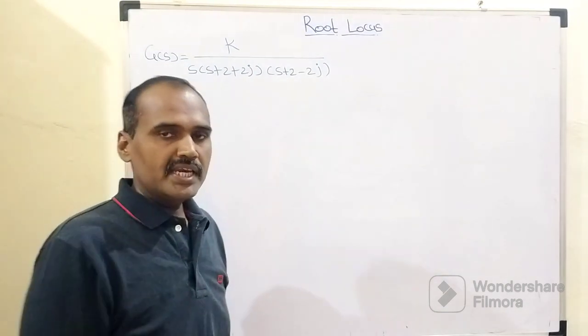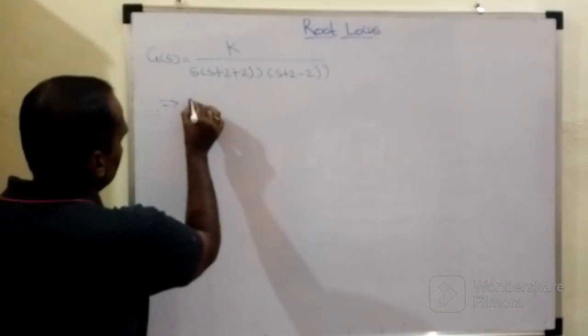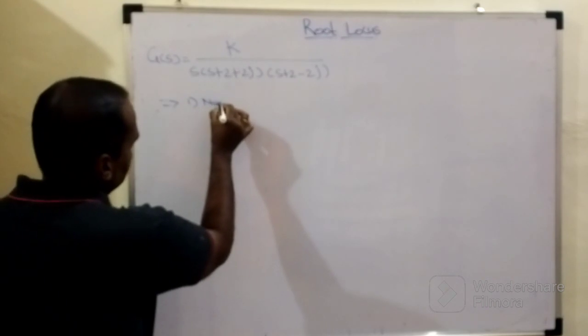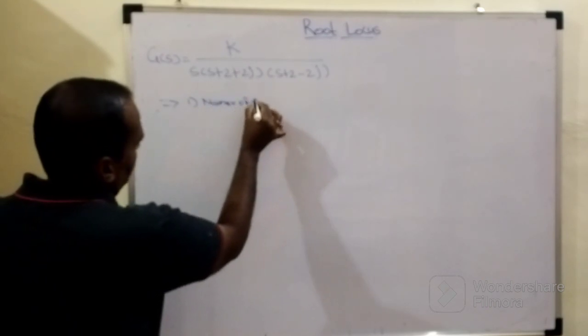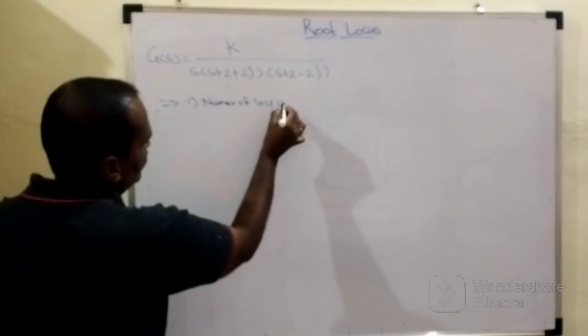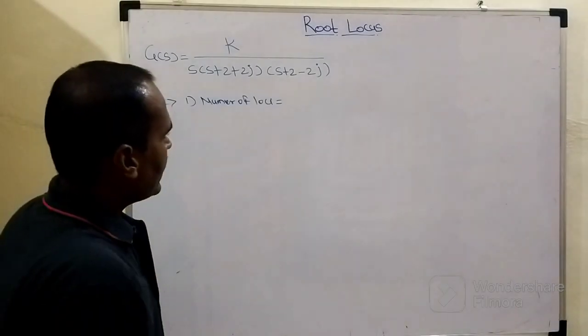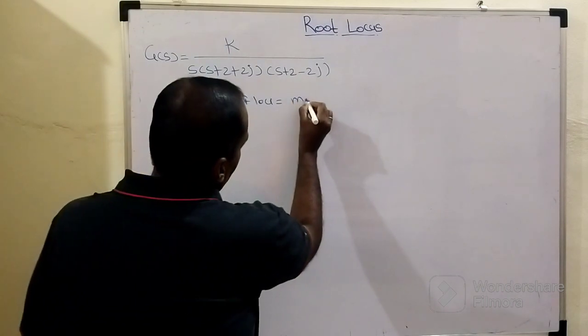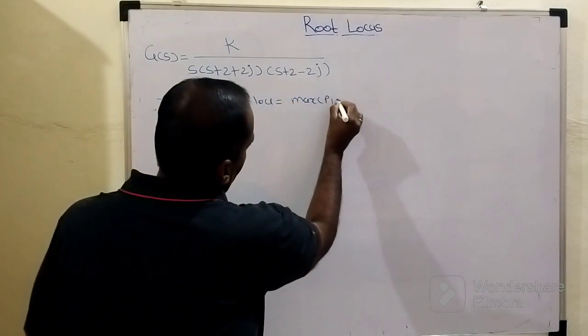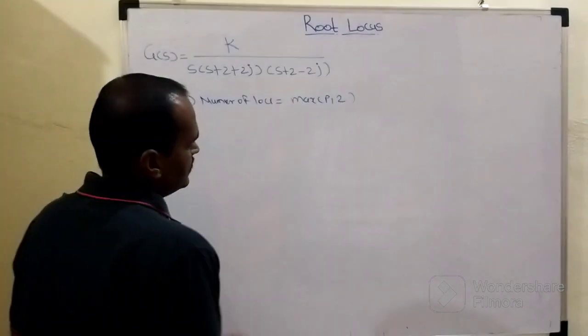Okay friends, in that first step, here I will write, we are supposed to determine the number of loci which we need to plot within that root locus curve. So number of loci equals what? Maximum number of either poles or zeros.